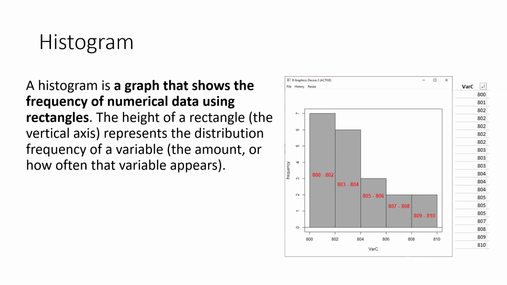A histogram is a graph that shows the frequency of numerical data using rectangles. The height of a rectangle, the vertical axis, represents the distribution frequency of a variable, that being the amount or how often that variable appears. So over here, we have our observations of var C. So var C is our variable. Here are our observations for that variable, okay?